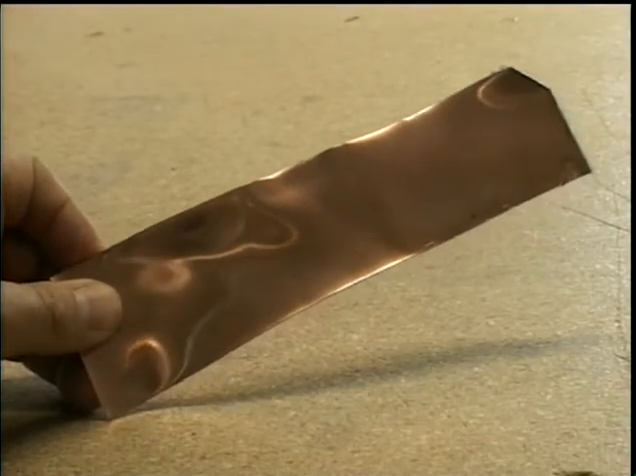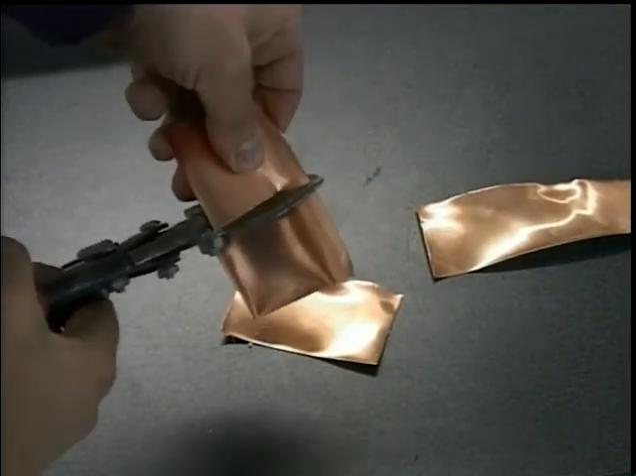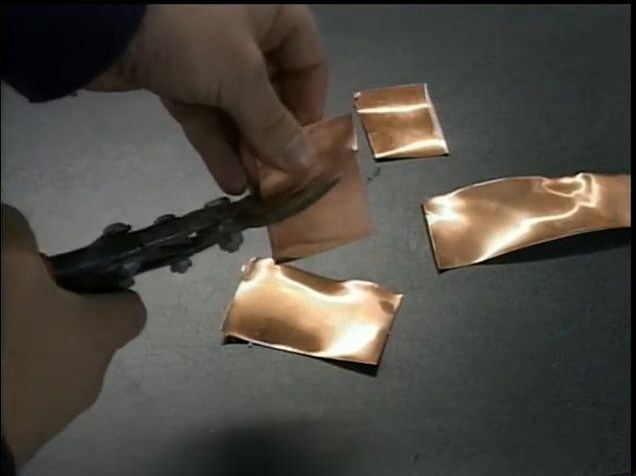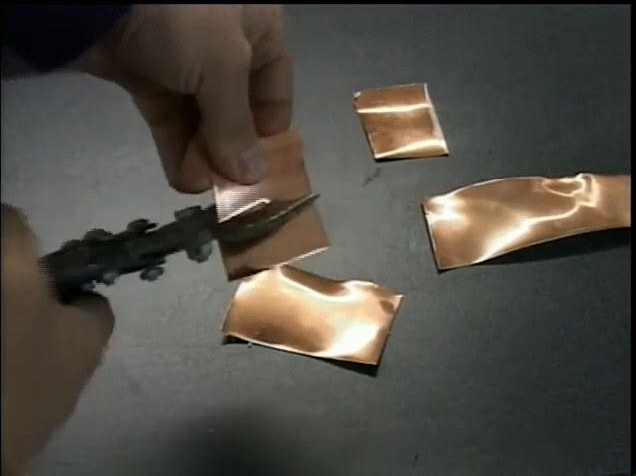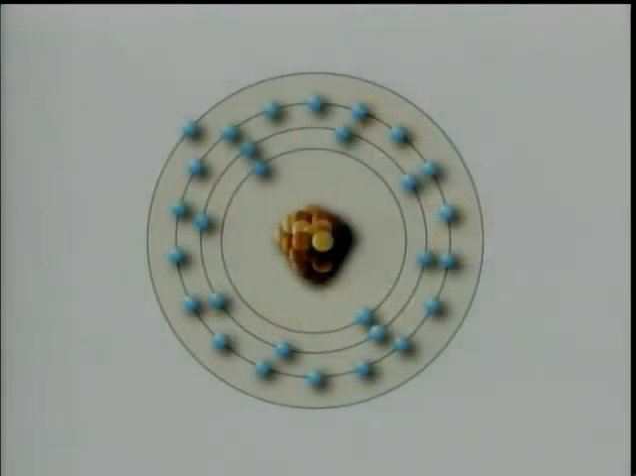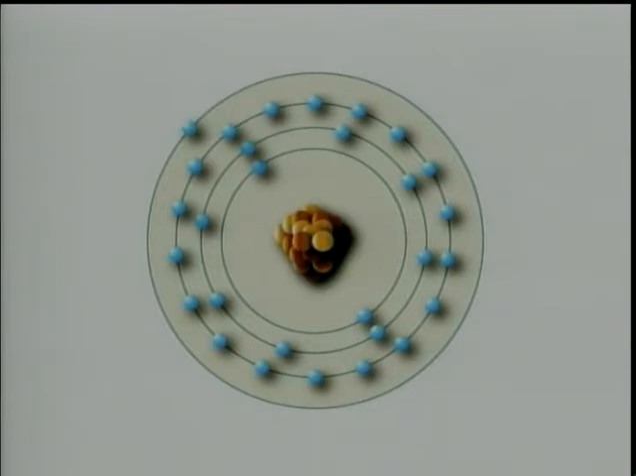This is a piece of copper flashing. Let's cut it in half, then cut it in half again, and then cut it in half again. If it were possible to continue to cut the copper in half, what's the smallest possible piece that we could make? The smallest possible piece is an atom. But exactly what are atoms? Let's take a closer look at this question.